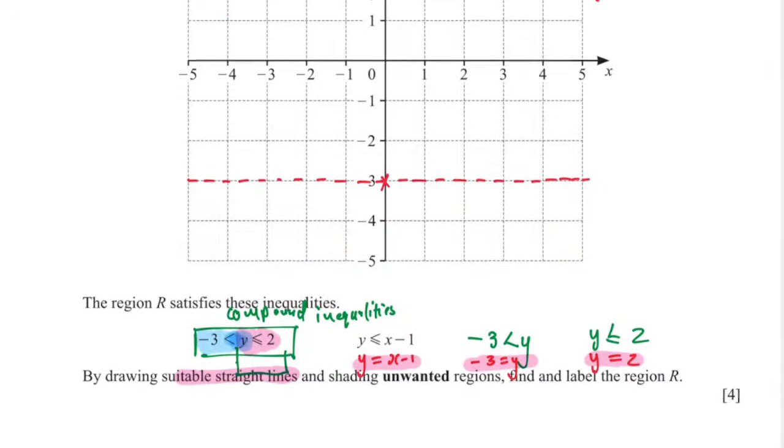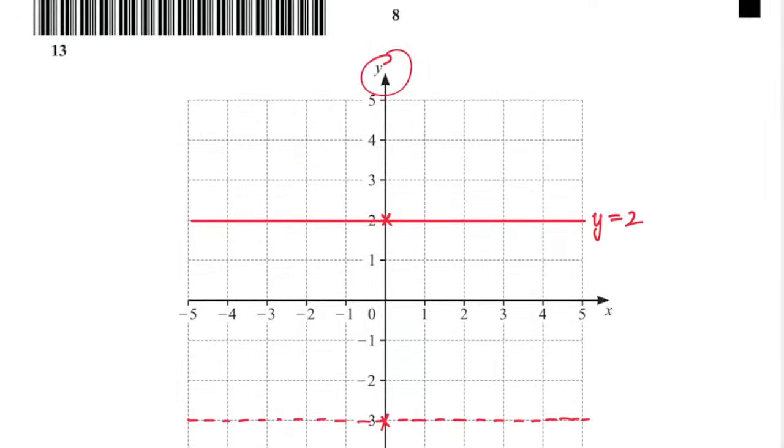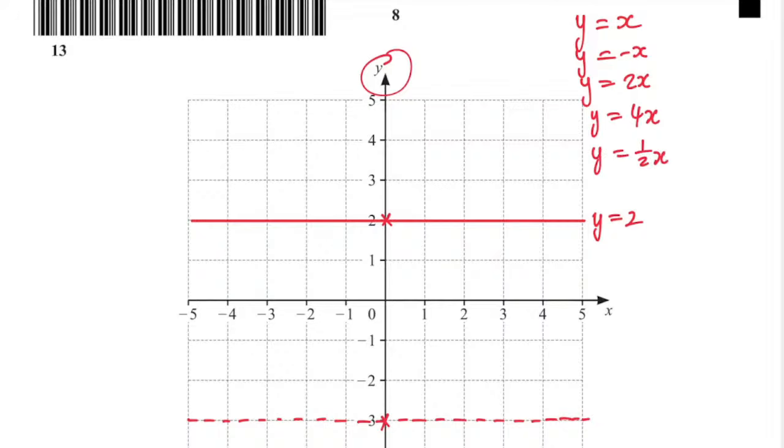Now let me teach people how to sketch these ones. Listen guys, I need people who need to know how you sketch y is equal to x, y is equal to minus x, y is equal to 2x, y is equal to 4x, y is equal to half x. I need people who know how to sketch these.